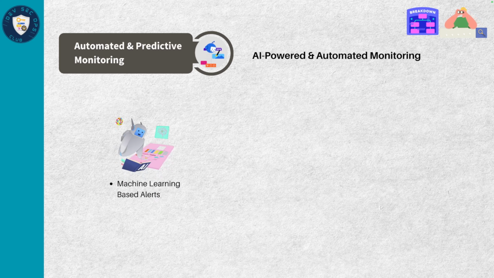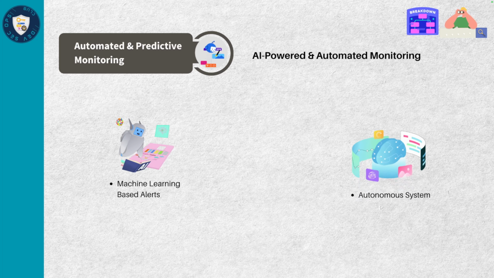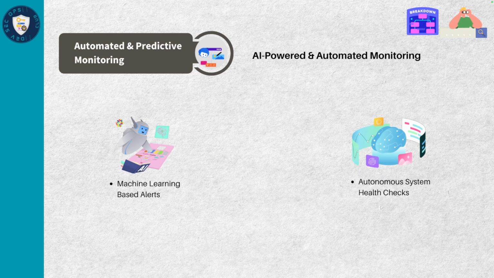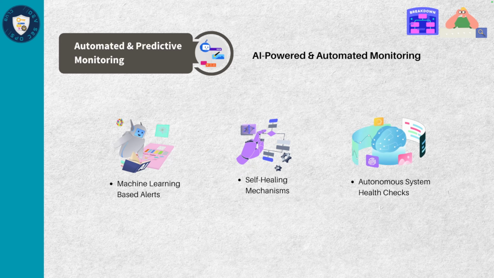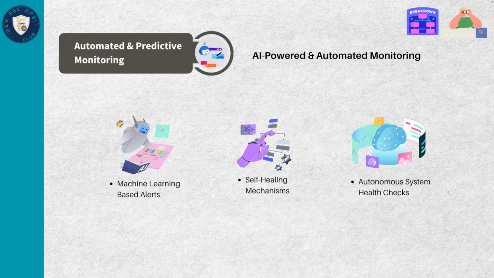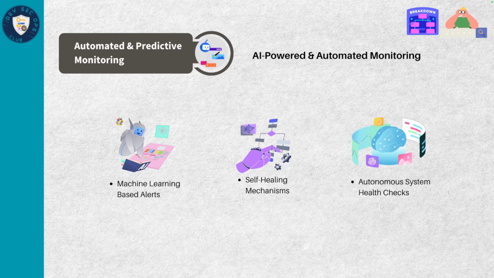So let's see first machine learning-based monitoring. AI detects unusual patterns and automatically alerts a team or takes action on this. Next, we have autonomous system health checks. AI performs system diagnostics, ensuring optimal performance. Next, we have self-healing mechanisms. AI-driven automation fixes issues in real time without human intervention. And again, why is this important? Traditional monitoring relies on manual oversight, whereas AI-powered monitoring reacts instantly, reducing downtime and increasing efficiency.